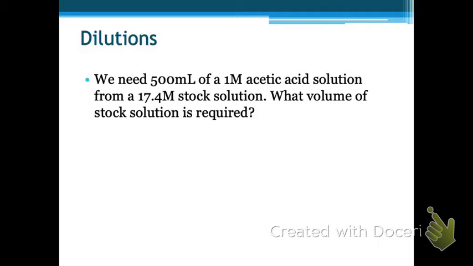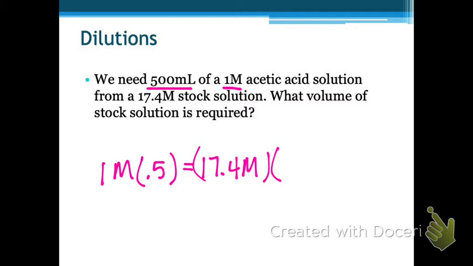So I need 500 mils of a 1 molar acetic acid solution, so that has to be a pair. It makes no difference which one you call 1 and which one you call 2. Which one goes on the left of the equal sign or the right of the equal sign doesn't make a difference. So I need 1 molar times 0.5. And to get that, I use a concentration of 17.4 molar. And the question is, what is the volume that we need? Do you see how that works? I'm looking for volume of my stock solution in order to make this over on the left.